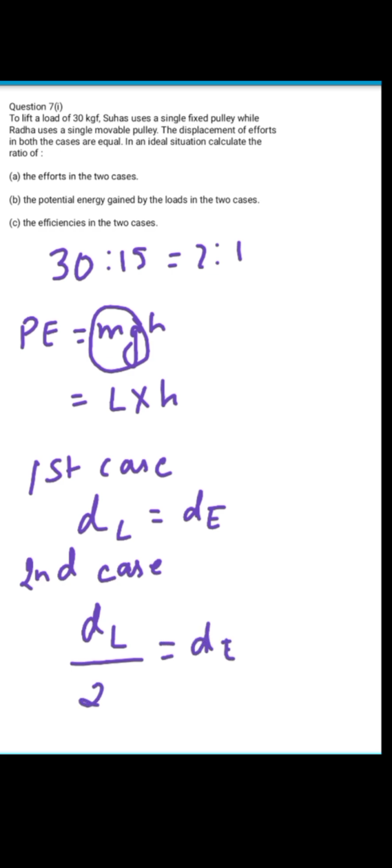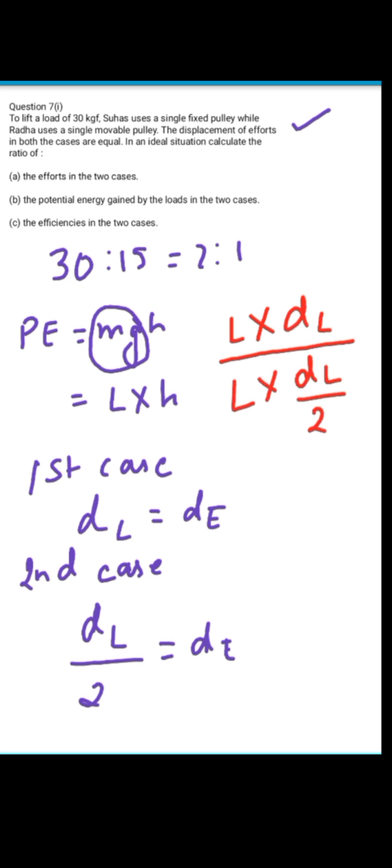So in the question it has been said that the efforts are moving the same distance. So obviously the load will move different distances, right? This is a fact. Now we are going to use this concept and find out the ratio of potential energy. In case of the fixed pulley, since the load is the same, I am just writing it as L. The height moved in the first case will be d. In the second case, the height will be d by 2. So what will be the ratio? The ratio is 2:1.